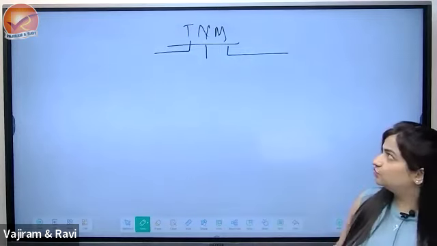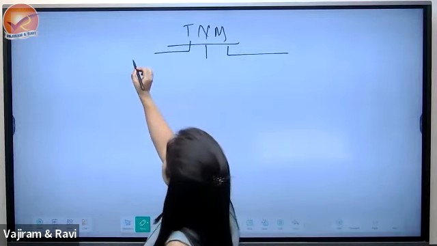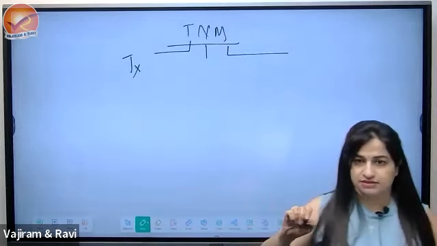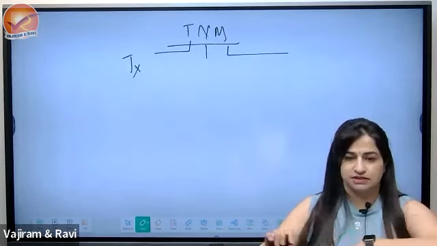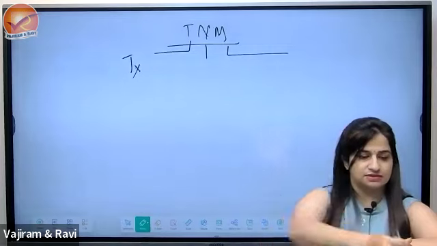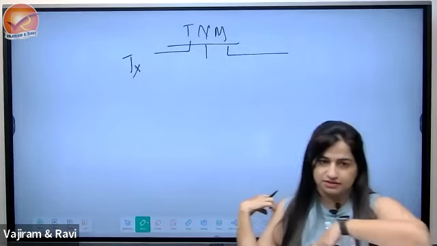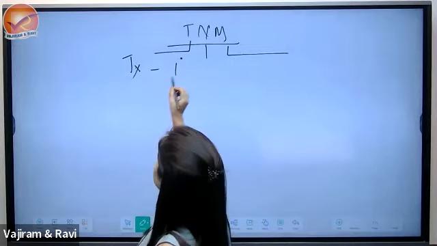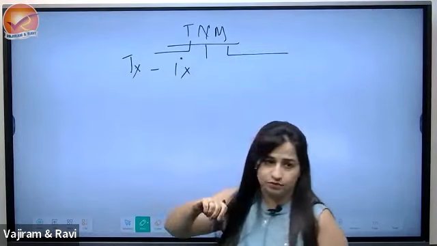So TNM, you quickly start writing. I'll dictate and then we'll discuss. Even if we don't discuss it today, we'll discuss it in the next class. But I'm going to go a little fast in the last 10 minutes. TX means the primary cannot be assessed. You cannot look for the primary tumor, TX.